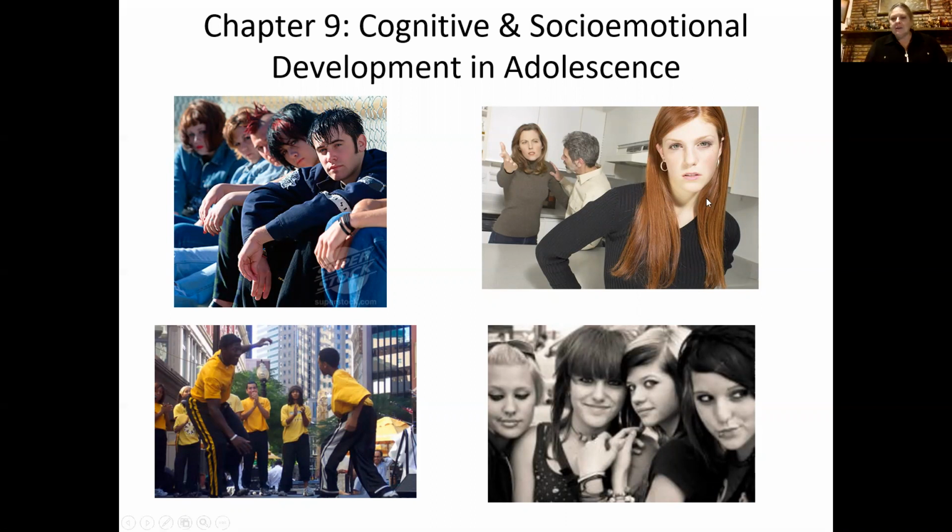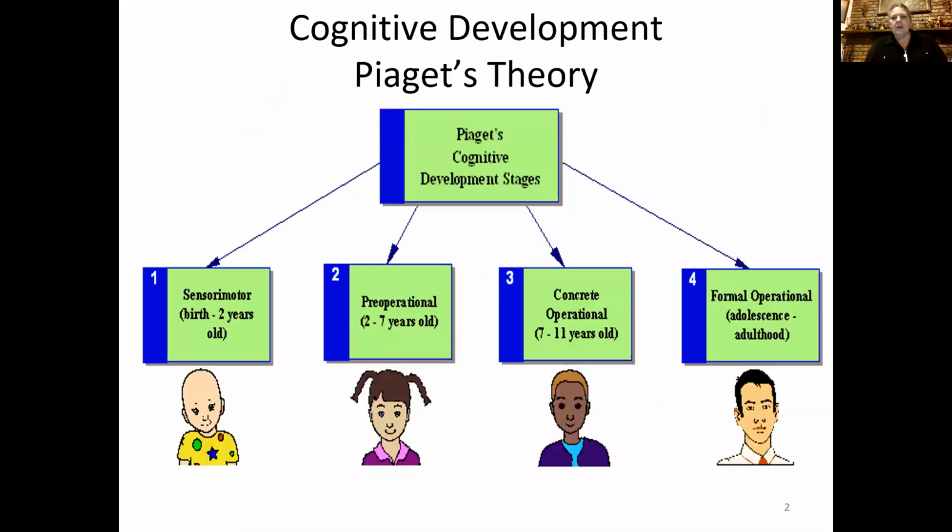All righty, so let's go ahead and get started. Once again, just to review, when we talk about Piaget's cognitive theory of development, we are in the formal operational stage when we're talking about adolescence. We're not going to get into too much detail because that was for our cognitive video.